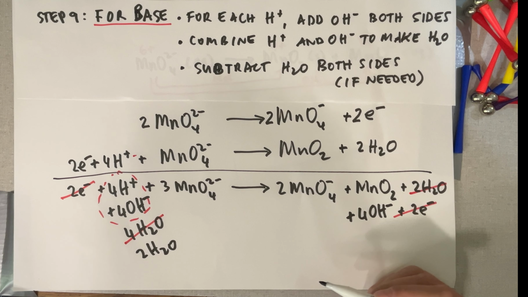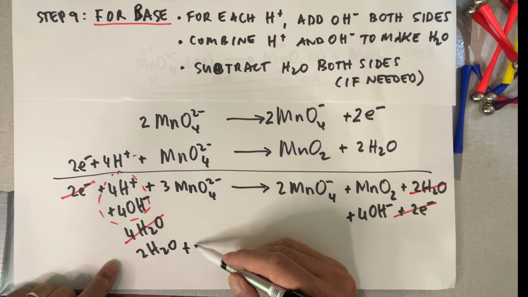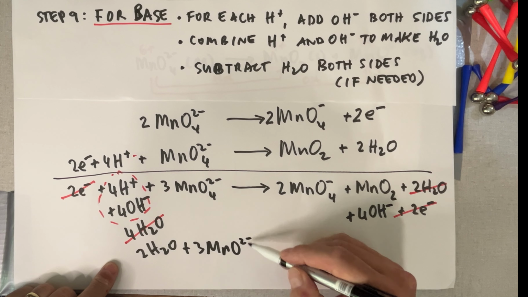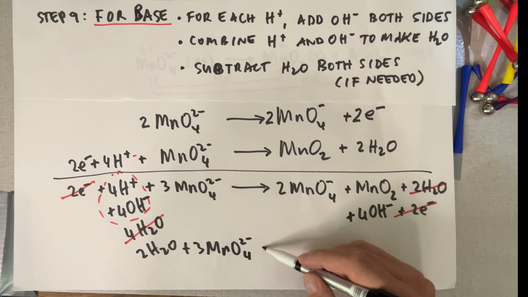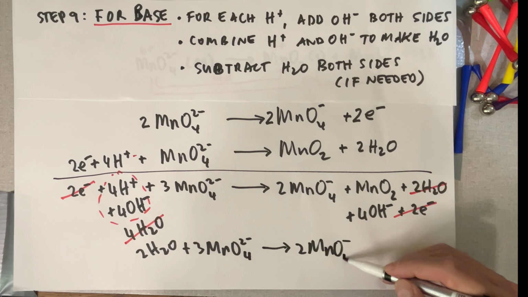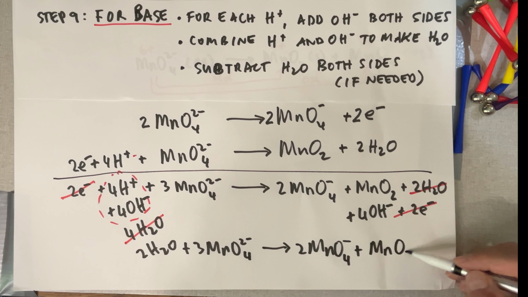So with all that you can write the final equation for a base, which is 2 H2O plus 3 manganate. That provides 2 permanganate plus manganese dioxide plus 4 OH minuses. And there you have it, the final reaction balanced in a basic media.